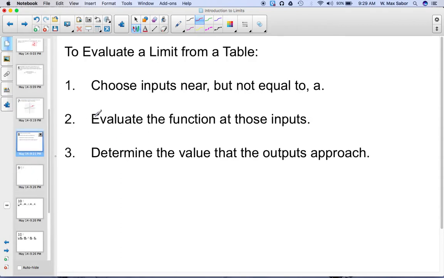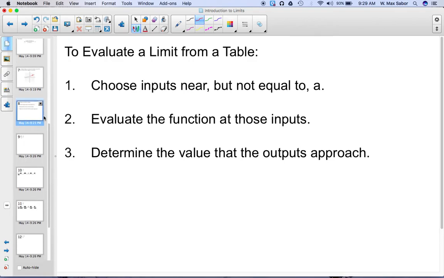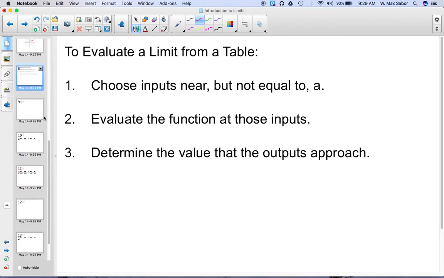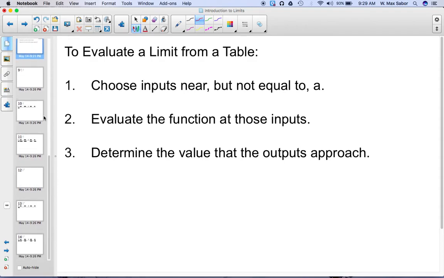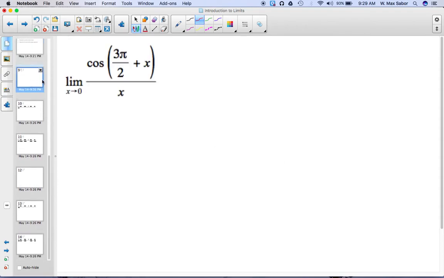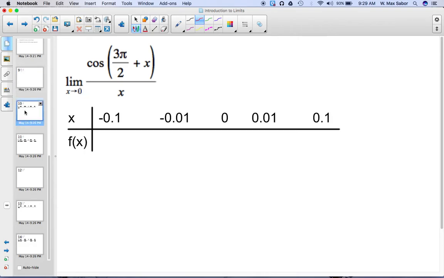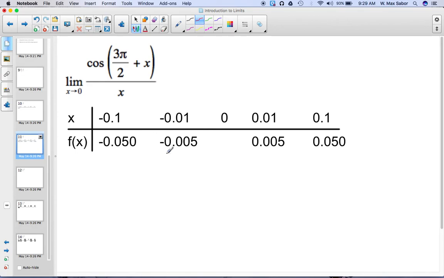To evaluate a limit from a table, we'll choose inputs near but not equal to a, evaluate the function at those inputs, and then determine the value that the outputs approach. So for example, if I have this function, I'm evaluating this as x approaches 0. So I'm going to choose x-coordinates that are really close to 0, some that are slightly below 0, some that are slightly above 0. And when I plug those in, these are the values that I get out.